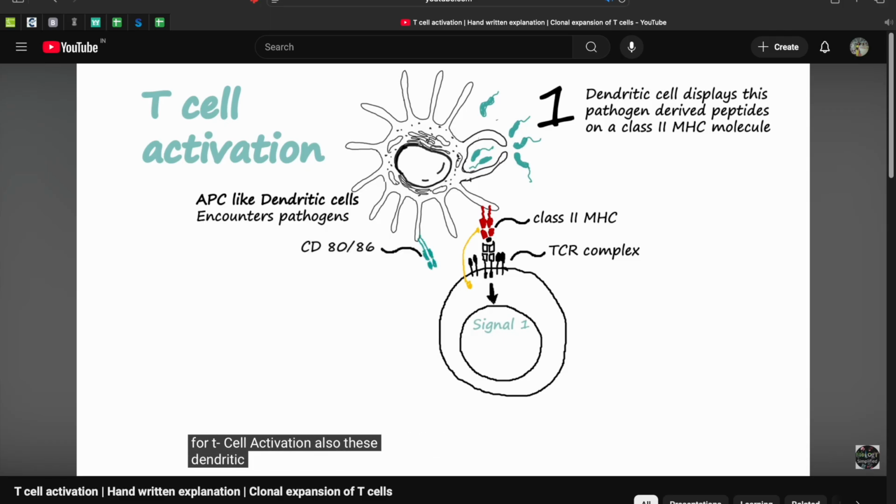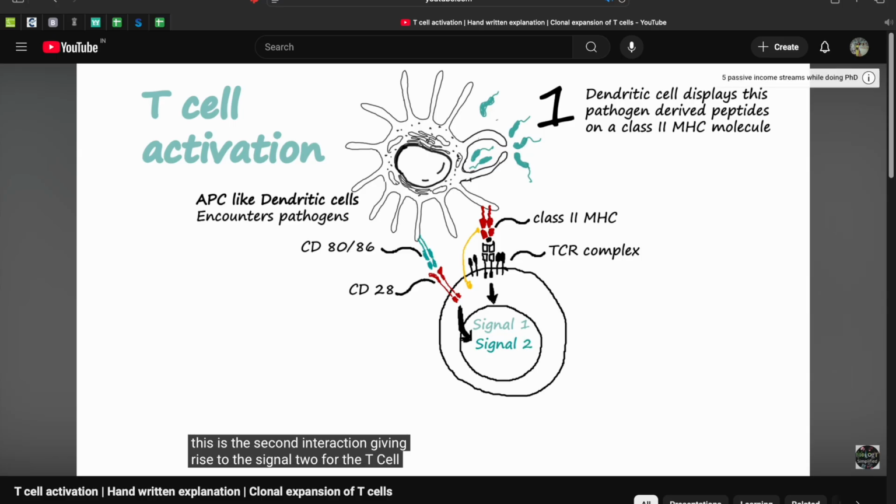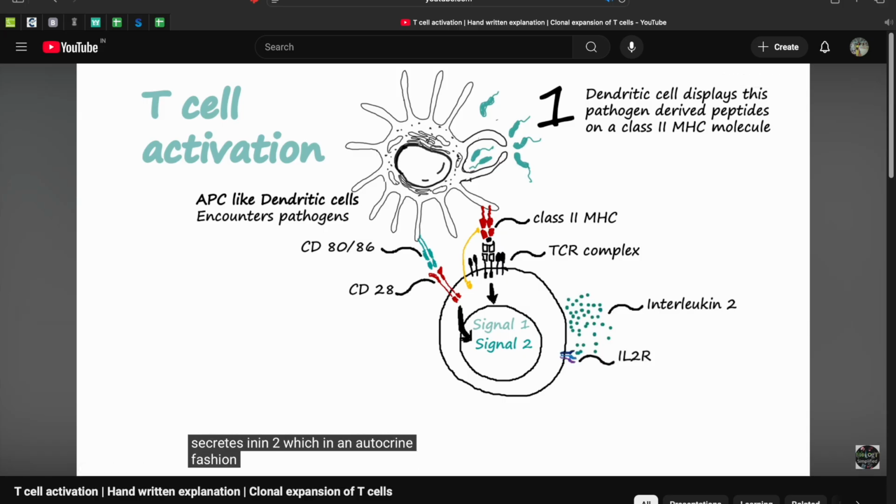Also, these dendritic cells express CD80 and CD86, which bind to CD28 on the T cells. This is the second interaction, giving rise to signal 2 for the T cell activation. Ultimately, the T cell also secretes interleukin 2, which in an autocrine fashion binds to the interleukin 2 receptor and gives rise to signal 3 of the activation.